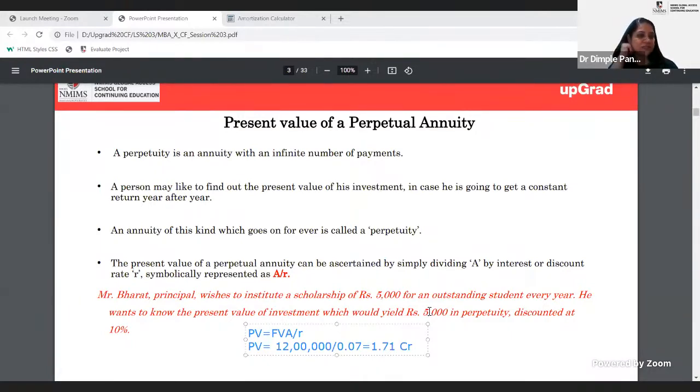Do we understand this concept? Very important. All of us would be doing it. If not at 60, you will do this at 70 because you don't know how long you're going to survive. So we may get into a perpetual annuity where you're going to receive the amount for an infinite number of years. Any doubts here? The application part of it.